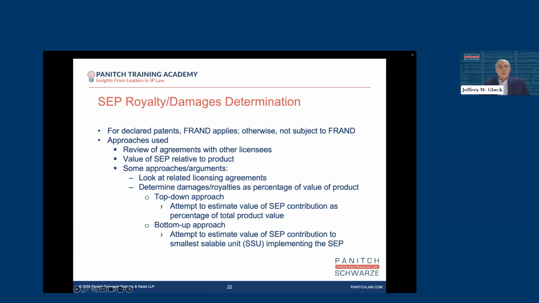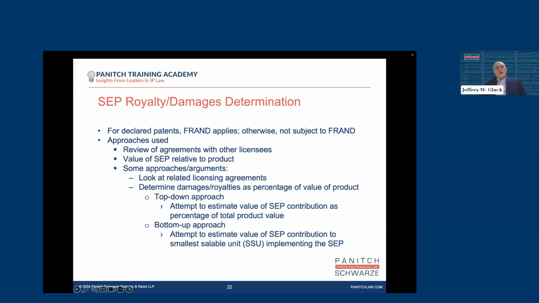So that's, say, suppose your patent is related to a display feature. Oh, well, no, that's a bad example. Say it's related to a channel access feature. How much is that worth in terms of the value of the entire product? And again, in the United States, this mirrors the Georgia-Pacific factors. The other one, the bottom-up approach, which is in contrast, is an attempt to estimate the value of the SEP contribution to a smallest saleable unit, or SSU, implementing the standard essential patent.